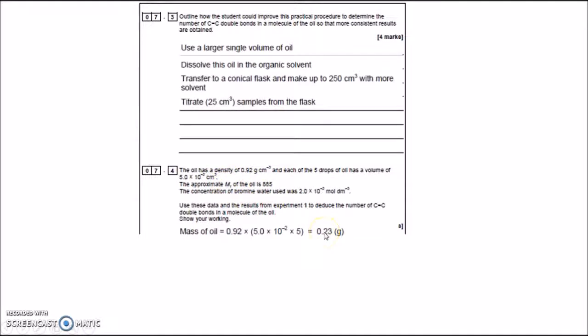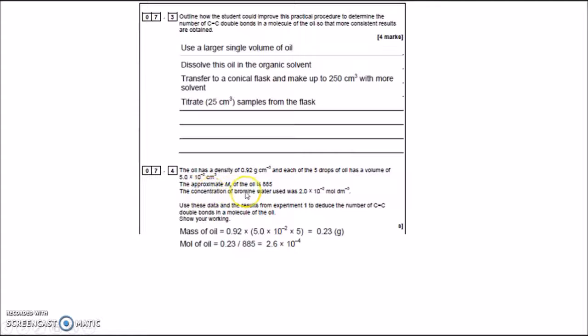So now I need to convert it into moles. The only equation with MR in it is moles is mass divided by MR. So 0.23 divided by 885 will give me the number of moles of oil. Moles is mass, 0.23, divided by the MR, 885: 2.6 times 10 to the minus 4. That's the number of moles of oil that I have.